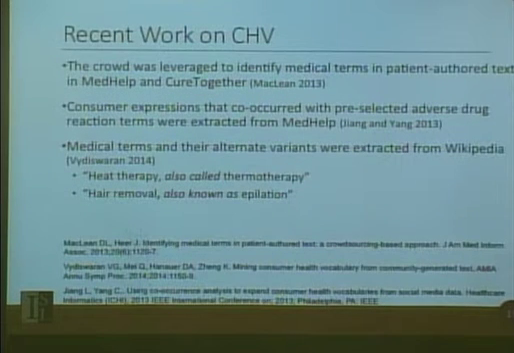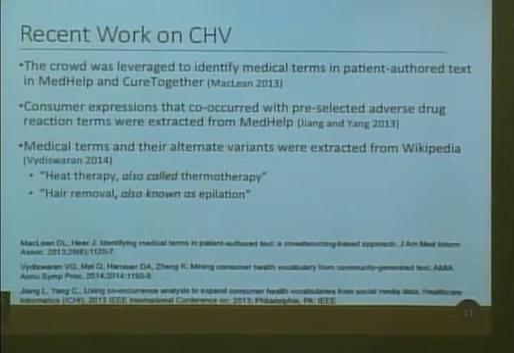And there's some existing work to enrich CHV. Especially in recent years, I found there are quite a few techniques. For example, researchers try to use the crowd. They put medical text generated by lay people on Amazon Mechanical Turk and allow the workers to identify concepts from it, which shows pretty good results. But it's not very scalable, and it's a little bit costly. Even if it's cheap, you still have to pay them. Also, researchers try to identify consumer expressions that co-occur with pre-selected adverse drug reaction terms from MedHelp.